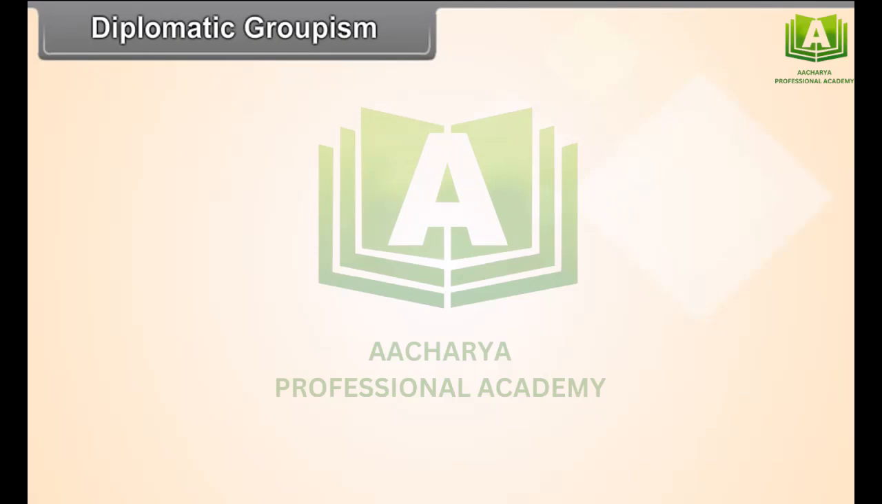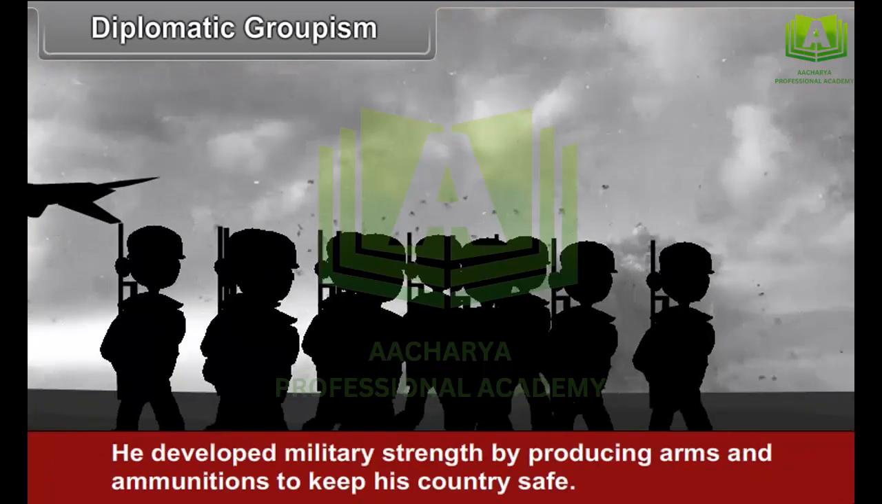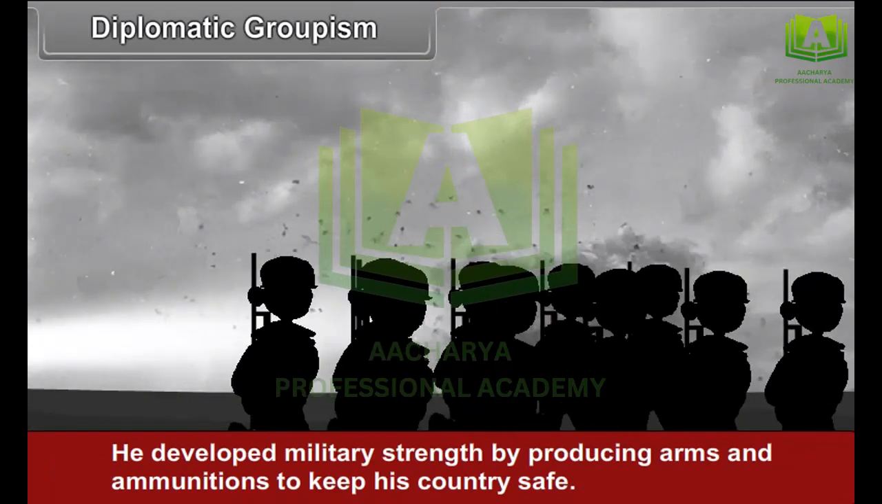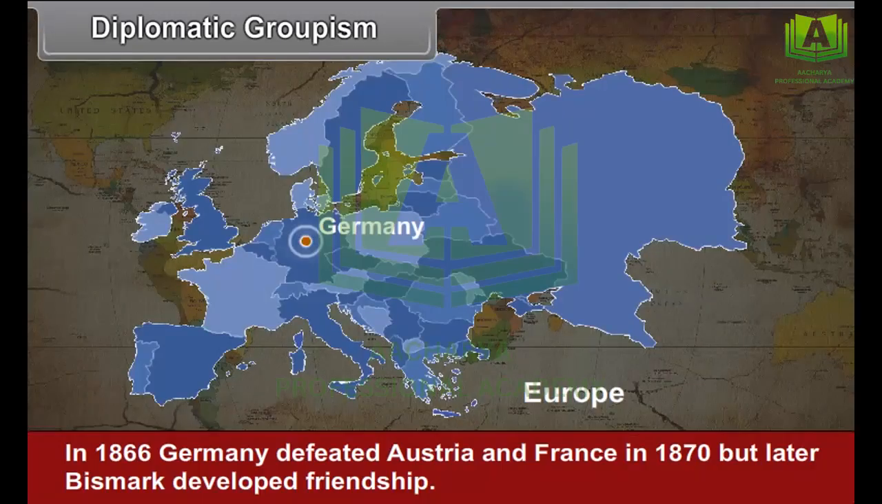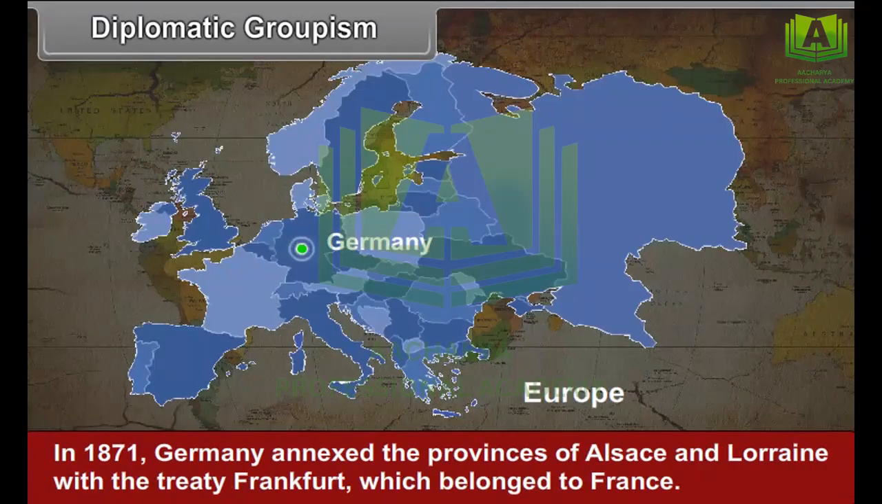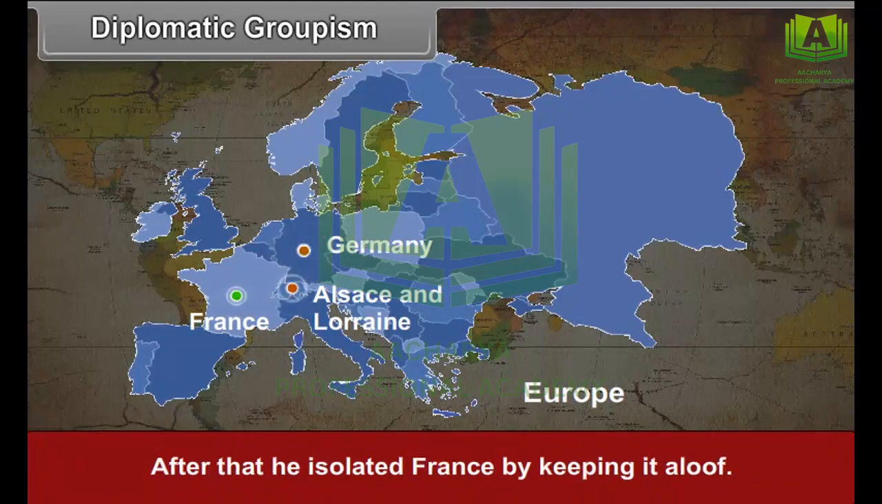Diplomatic groupism. In the reign of Bismarck, Germany turned into a powerful country. He developed military strength by producing arms and ammunition to keep his country safe. In 1866, Germany defeated Austria and in 1870 France, but later Bismarck developed friendship. In 1871, Germany annexed the provinces of Alsace and Lorraine, which belonged to France, with the Treaty of Frankfurt. After that, he isolated France by keeping it aloof.